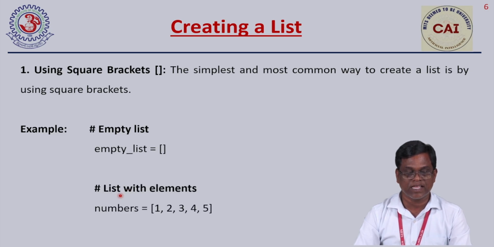And see another example, where we are creating a list with elements. Numbers is equal to, within the square braces, I include the set of numbers which I want to represent in my list. So that is represented here: numbers is equal to 1, 2, 3, 4, 5. So this is another list that is created.